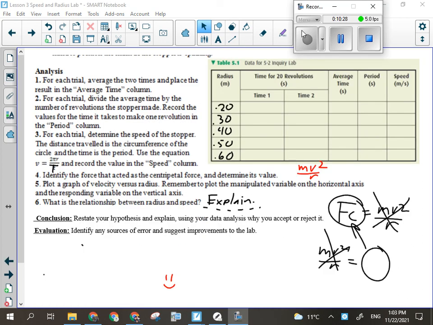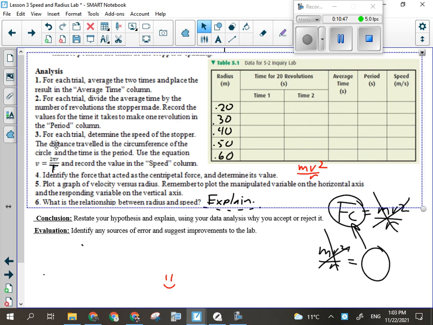When you're filling in this chart, I want to see an example calculation for everything that it asks for here. So for question number 1, where it says each trial average the 2 times, just show me your first one where you add those 2 times, divide by 2. Same for question number 2, where you're calculating the period divided by 20. Show me that. Show me your calculations for centripetal force. I want to see one example calculation for each one, just in case something goes wildly wrong, I can figure out where you went wrong. So show your work on all of those.